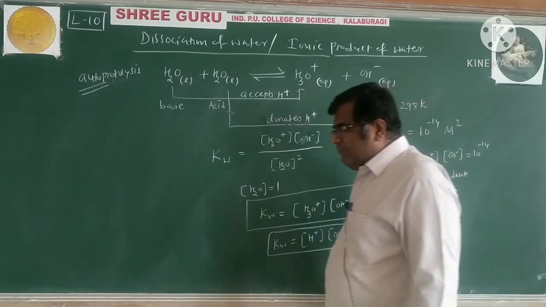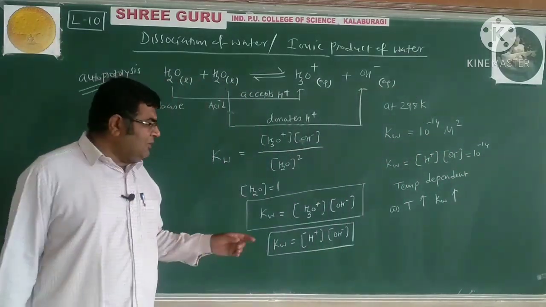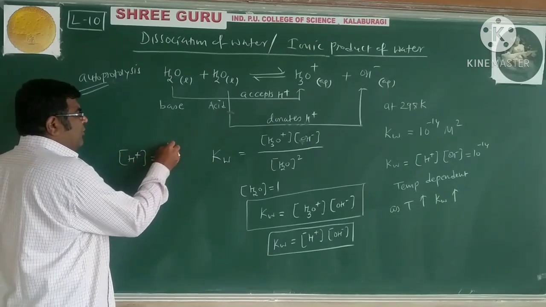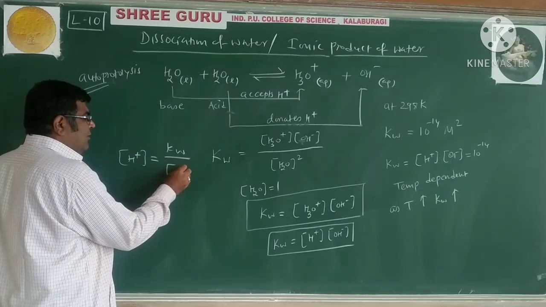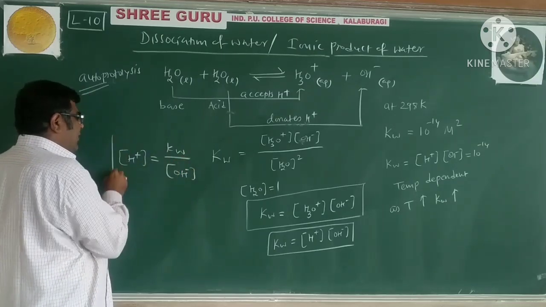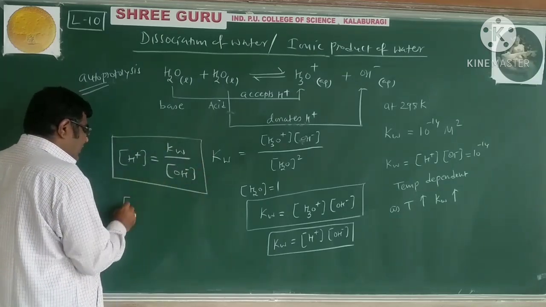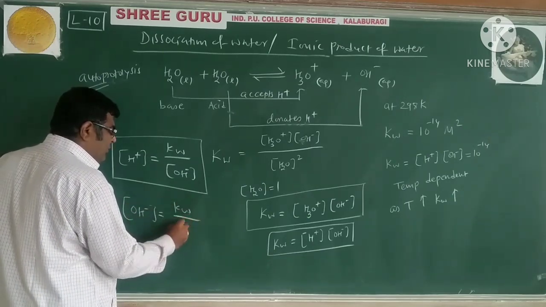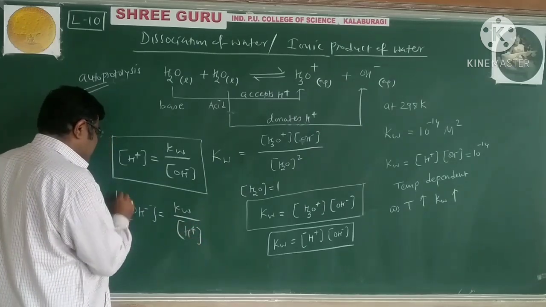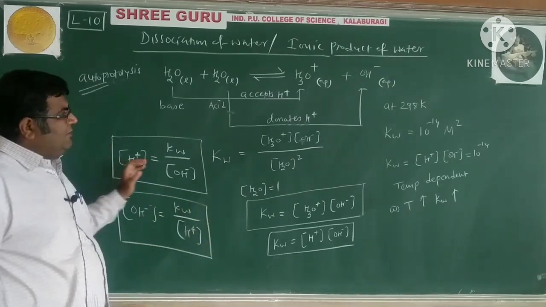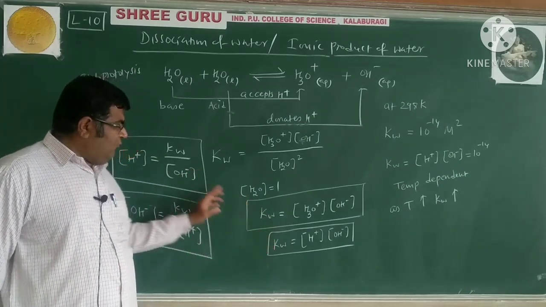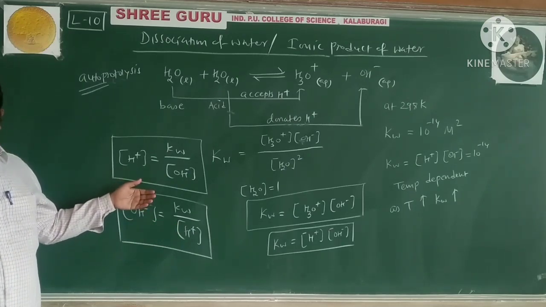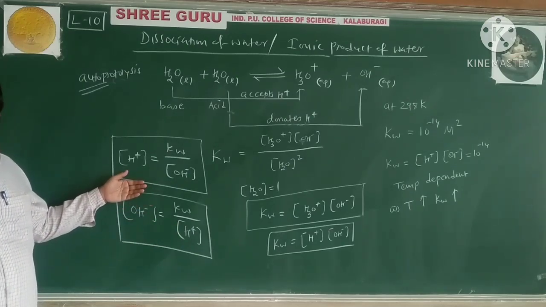So we have to remember the definition and the value. The most important thing is we can calculate H plus ion concentration if they give the ionic product of water, which is the ionic product of water divided by hydroxyl ion concentration. Or we can calculate the hydroxyl ion concentration, which is the ionic product of water divided by H plus ion concentration. All these results in the form of formulas are important because we use them at the appropriate time in numerical questions.